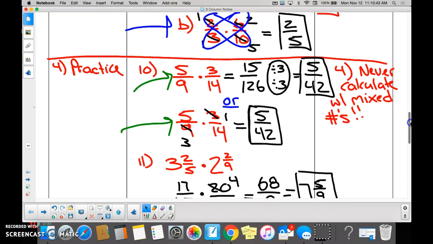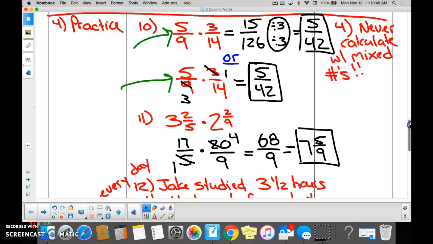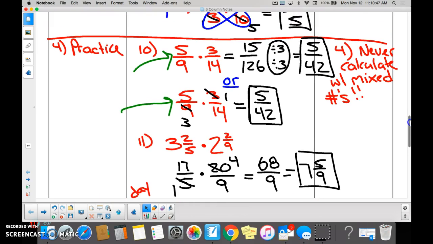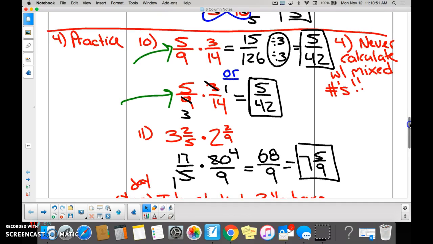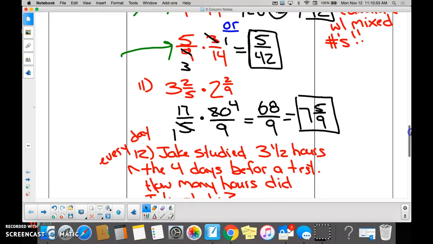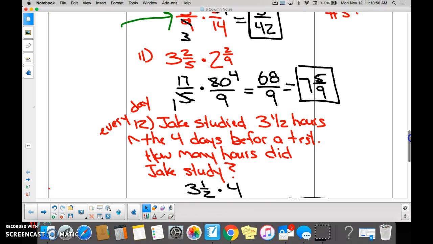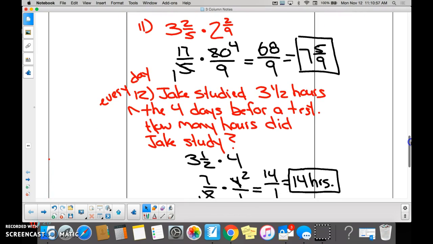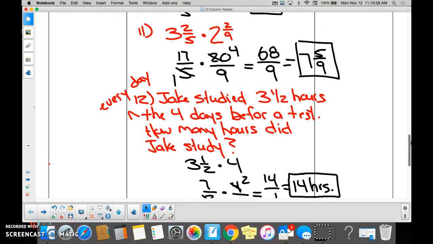Number 11, 3 of you made a mistake on number 11. Can you ever multiply with mixed numbers? No. Can you ever calculate with mixed numbers? No. I don't care if you're adding, subtracting, multiplying, or dividing. In 6th grade at Oak Point, we always convert mixed numbers into improper fractions every single time, no matter what. And final answers in 6th grade at Oak Point always need to be in what form? Mixed number form.